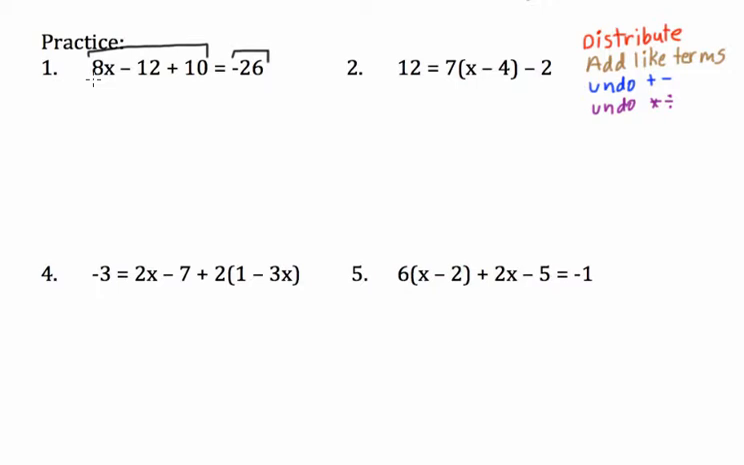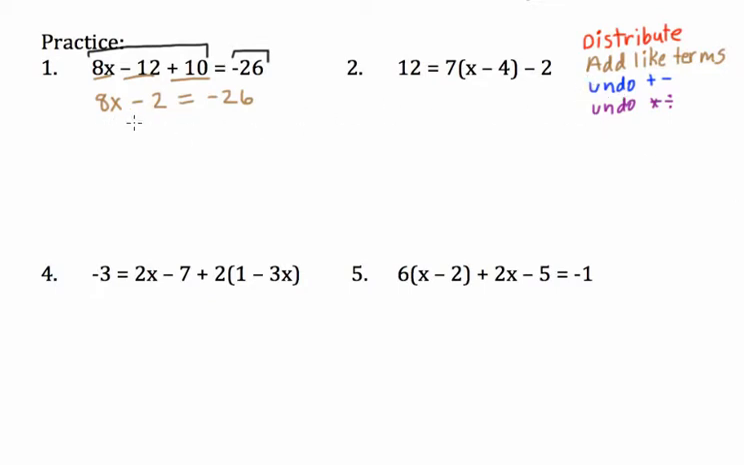I have a positive 8x. There's no other x terms. I have a -12 and a positive 10. Think money. You're 12 in the hole, you win 10 back, now you're only 2 in the hole. Notice I didn't add in the 26 because it's on the other side of the equal sign. So now I've simplified. Now I can start undoing.